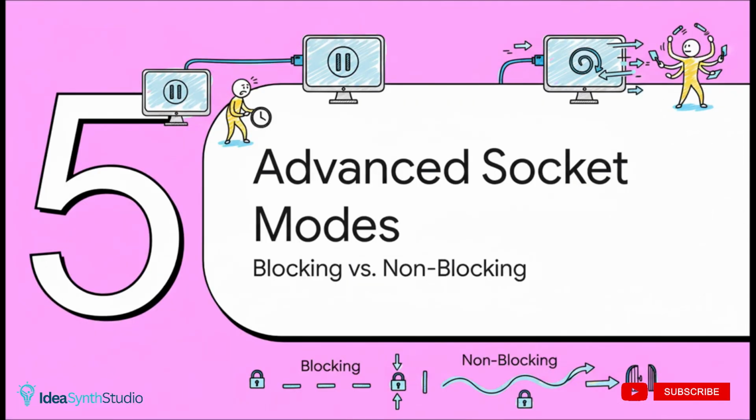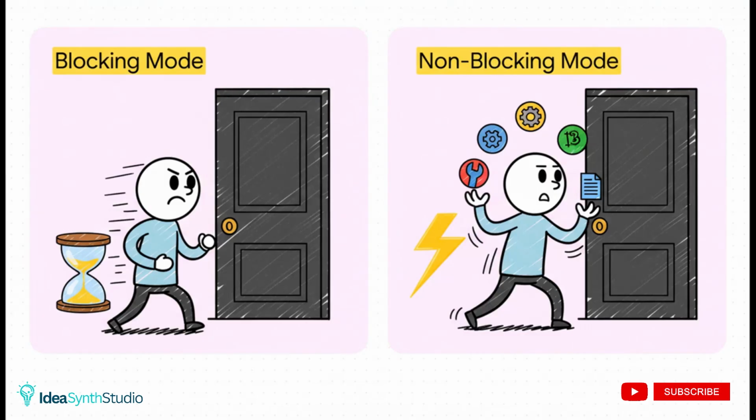Okay, now for anyone building really high-performance applications, there's another layer to think about: how the socket itself behaves when it's waiting for data. And this brings us to a concept called blocking versus non-blocking sockets. By default, sockets are blocking. So what does that mean? It means when your program asks to receive data, your entire application just freezes and waits until that data finally shows up. This is simple to code, but just imagine a server trying to handle thousands of clients. It can't just grind to a halt waiting for one person.